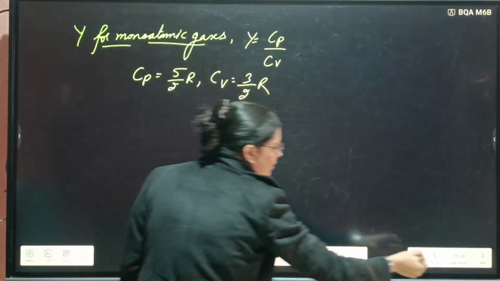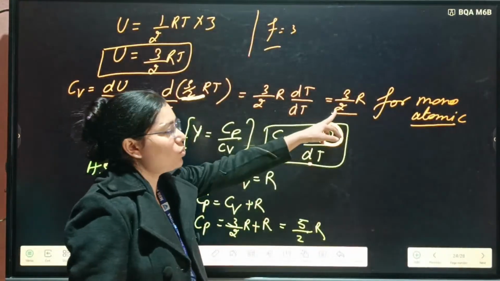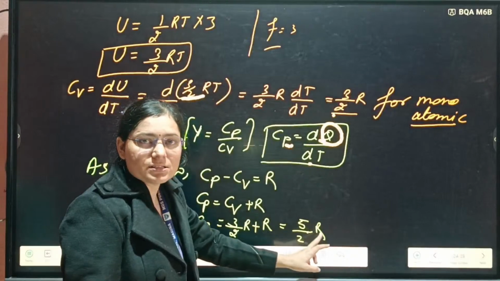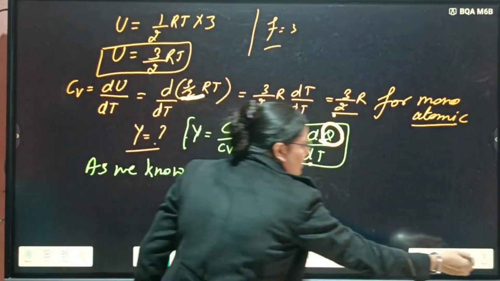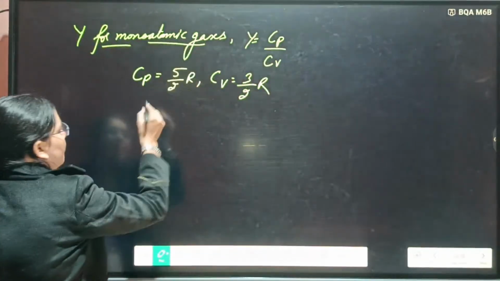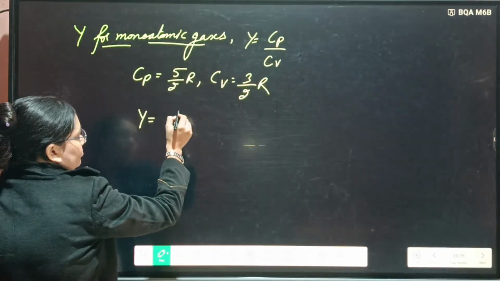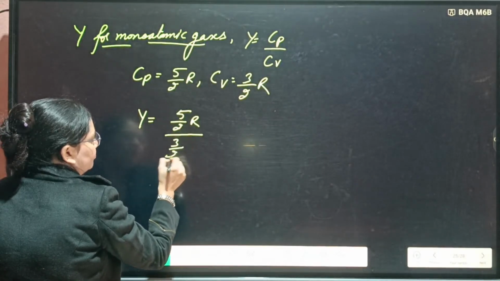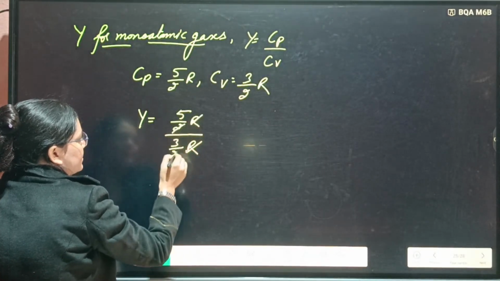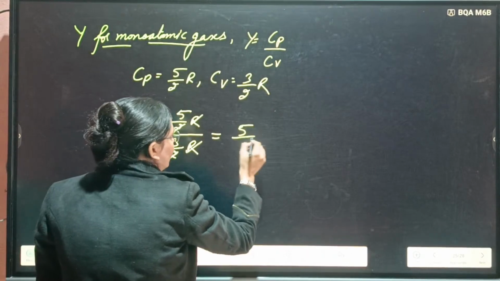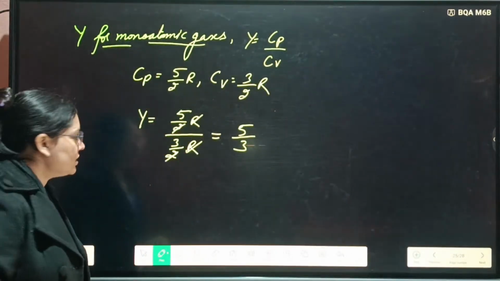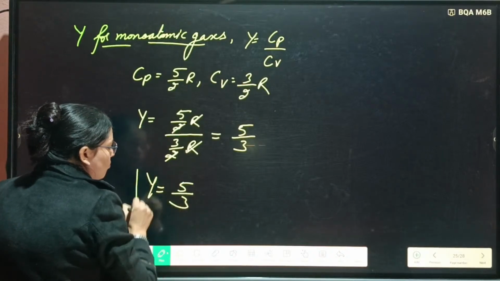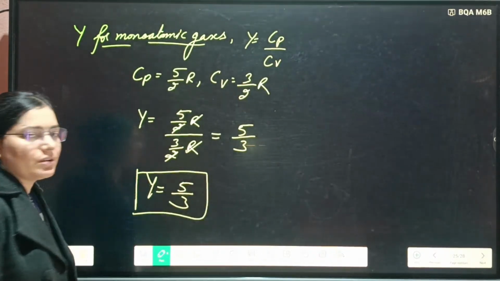We can check again. This one only came 3/2 R for the monoatomic, and solving this one by using Mayer's formula, it gave us 5/2 R. So after putting the values here, gamma will be equal to 5/2 R divided by 3/2 R. Then R and R cancel out, 2 and 2 cancel out, then it will give us 5/3. This is your gamma, the specific heat ratio of the monoatomic gas, 5/3.